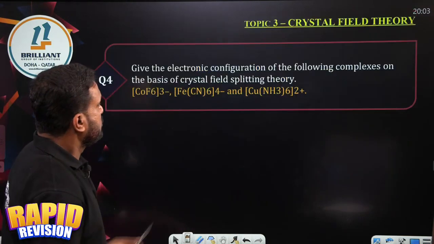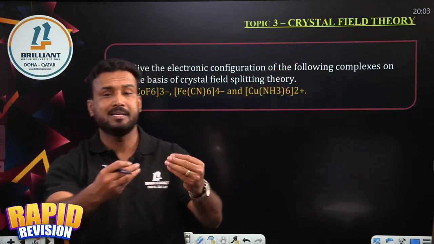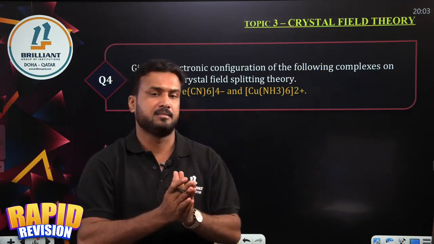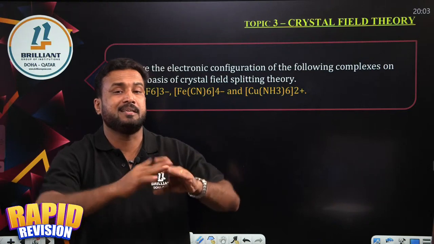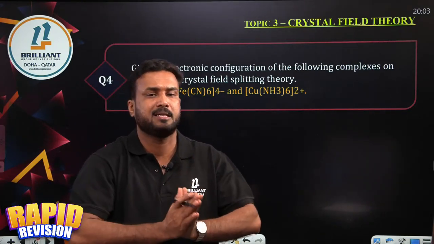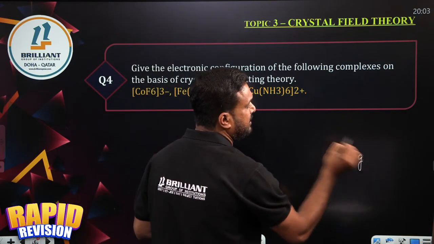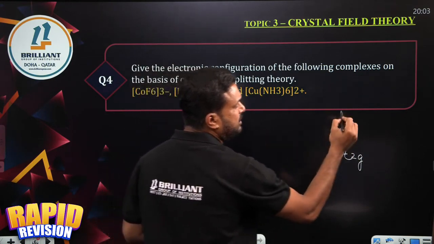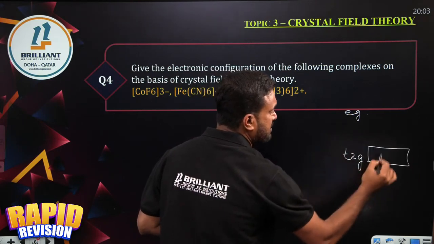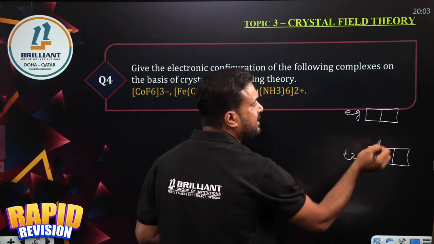Okay. So now we will go for the CFT. Crystal field theory, you know that. When ligands are approaching the central metal atom, it creates an electric field. In that electric field, the degenerate d orbitals of the central metal atom split into two sets. What are the two sets? t2g and eg. So t2g consists of three orbitals. The diagram and all I'm not drawing, you know that. And here it will be t2g and eg. It splits into two.